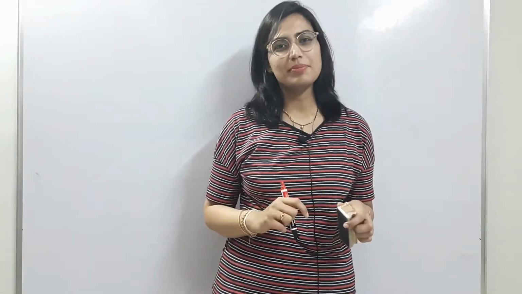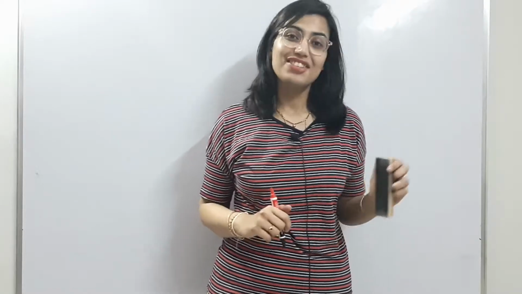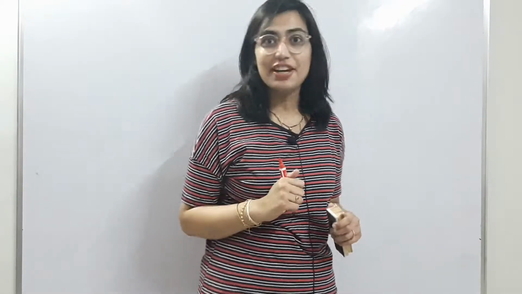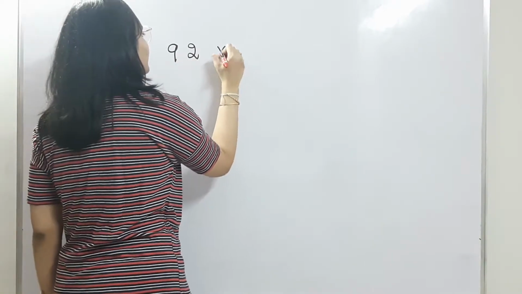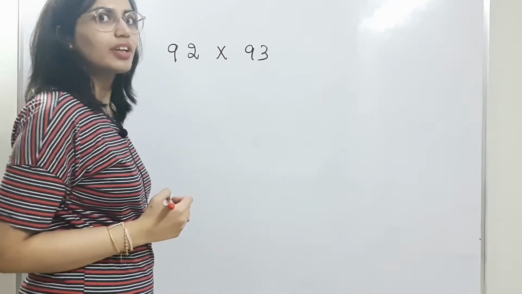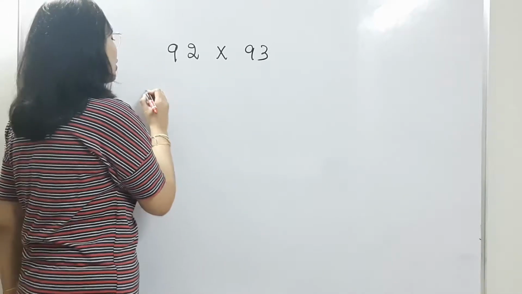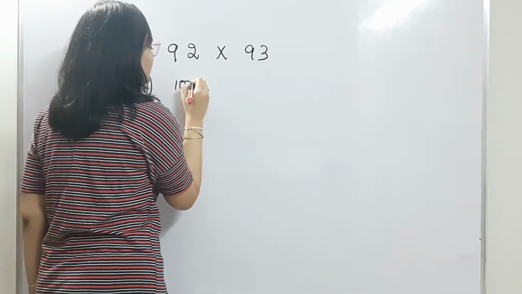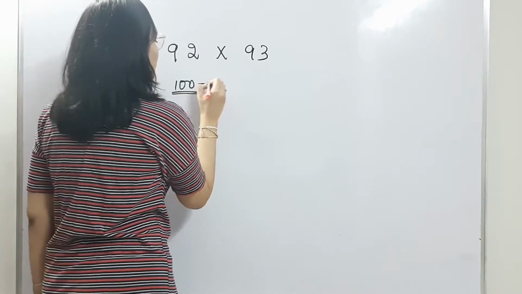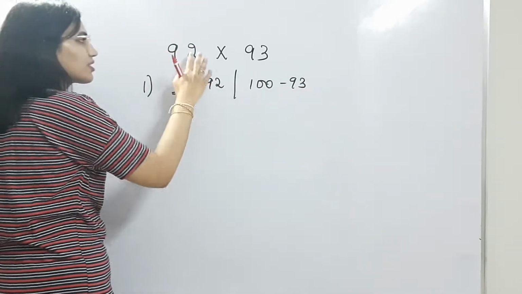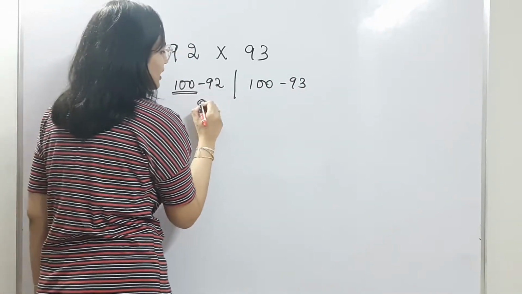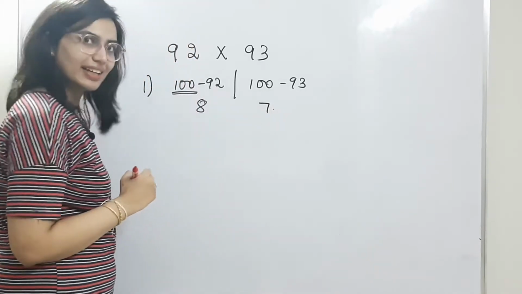Using this particular technique, you can multiply two digit numbers in your head itself. But I will show you how to multiply this on the board, and with practice you can definitely do it within 5 seconds. Let's see how this is. So I want to multiply 92 into 93. It's a big number for this. What you'll do is first calculate the distance from 100. That is, what is the value of 100 minus 92 and what is the value of 100 minus 93, because these two are nearer to 100. So you get 8 here and you get 7 here, right?